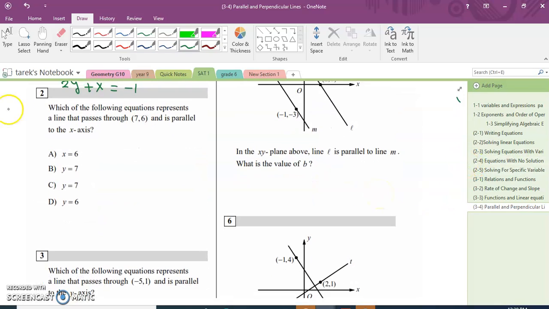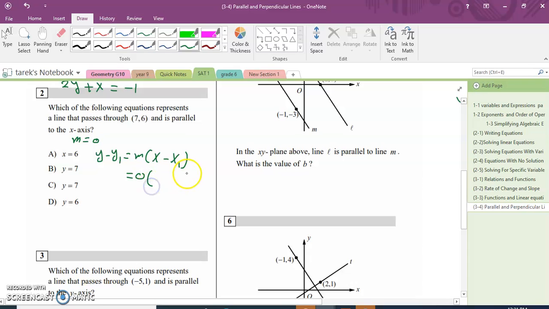Number 2. Which of the following equations represents a line that passes through this point and is parallel to the x-axis? Of course, the x-axis has a slope equal to 0. So you have the slope and the point now. Use the point-slope form: y minus y1 equals m times x minus x1. We said that the slope is 0, and 0 will cancel all this.